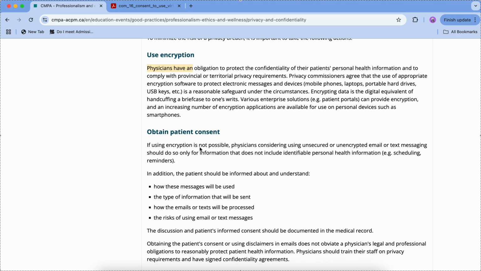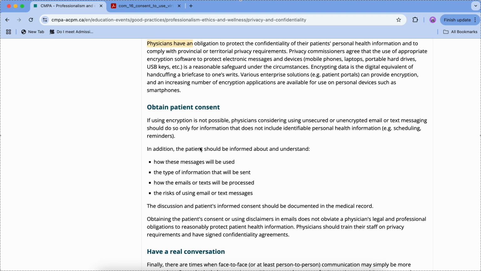Obtaining patient's consent. If using encryption is not possible, a physician considering using unsecured or unencrypted email or text messages should do so only for information that does not include identifiable personal health information, like scheduling and reminders. In addition, the patient should be informed about and understand how these messages will be used, the type of information that will be sent, how the emails or text messages will be processed, and the risks of using email and text. The discussions and the patient's informed consent should be documented in the medical record.